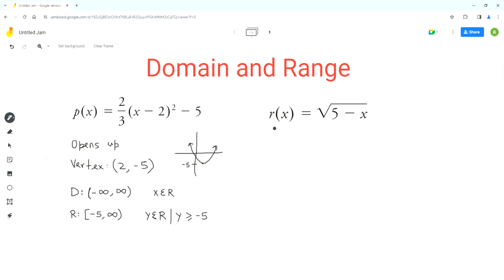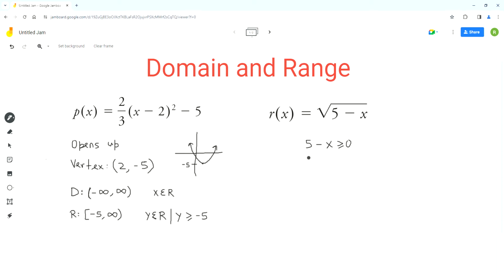Now we can analyze the second function, r of x. This is a square root function. So let's start with the domain. As we know, the domain is for x values. Now we know that the square root doesn't exist for a negative number. So that means the expression under the square root must be greater than or equal to 0. So this is our inequality we have to solve to find the domain of the square root function.